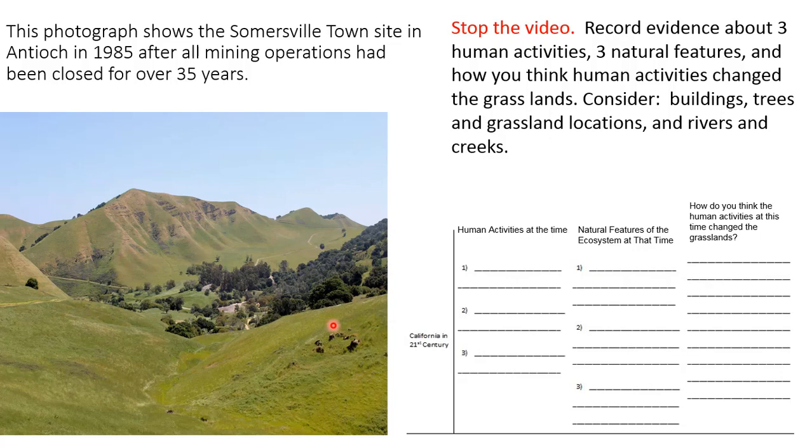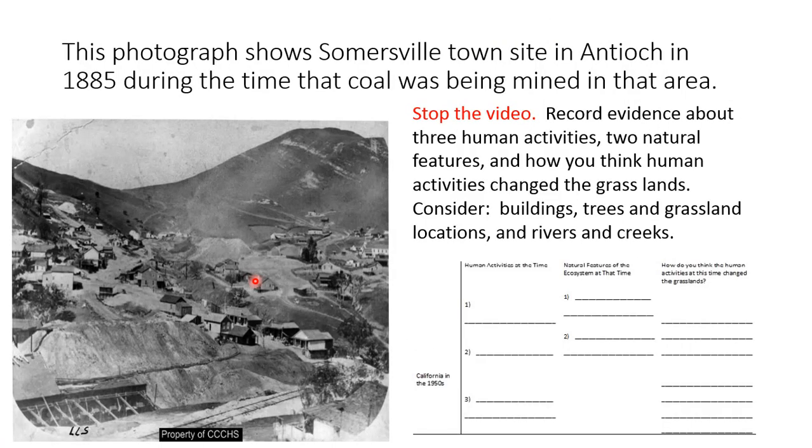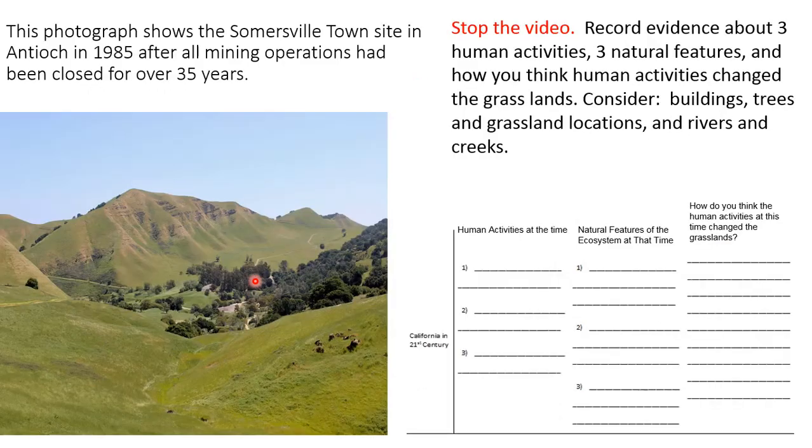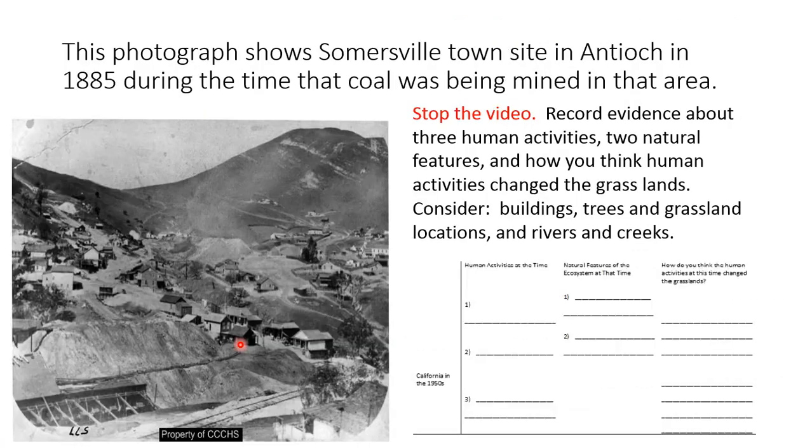Natural features. If you go back, you can see that some of the natural features have remained the same, but some have increased. So there's still hills and grasslands, but vegetation has totally changed. So how do you think the human activities of this time have changed the grasslands? So think about how things have changed from here to here.